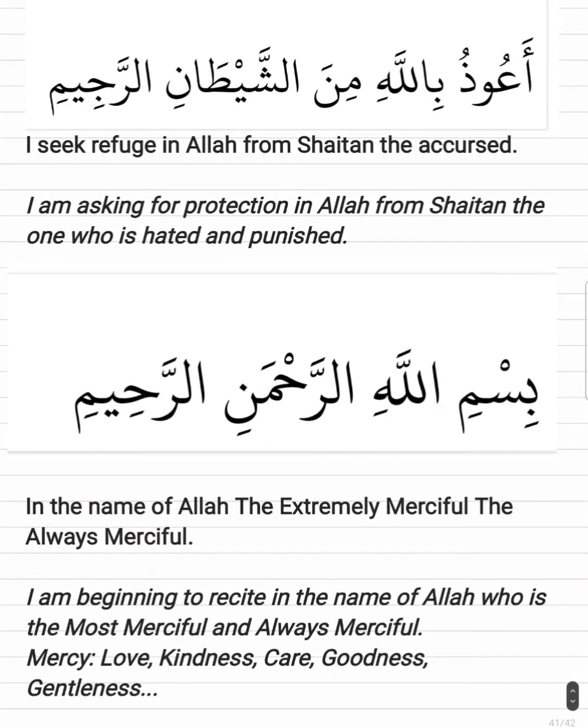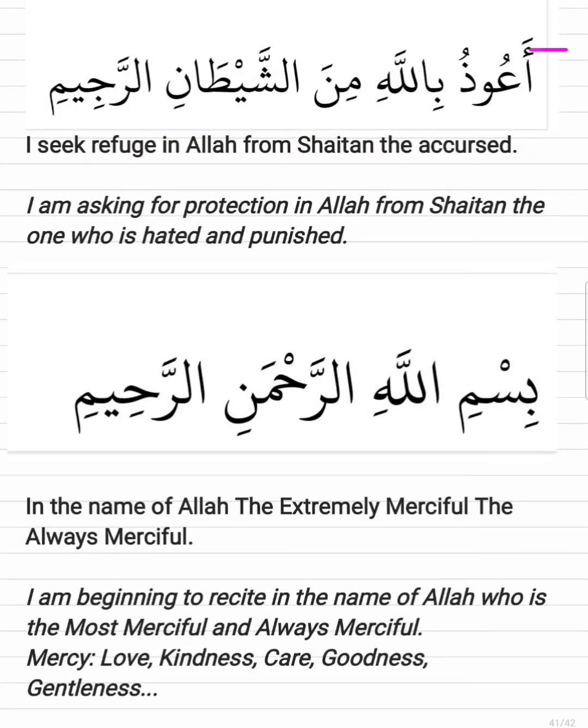A'udhu billahi minash shaitanir rajim. So try it with me. A'udhu billahi minash shaitanir rajim. Try to recite it like that. Sit up straight. Make sure that your lungs are open and recite in a loud voice. Don't shout, but make sure that your voice is loud and clear. And say A'udhu billahi minash shaitanir rajim.